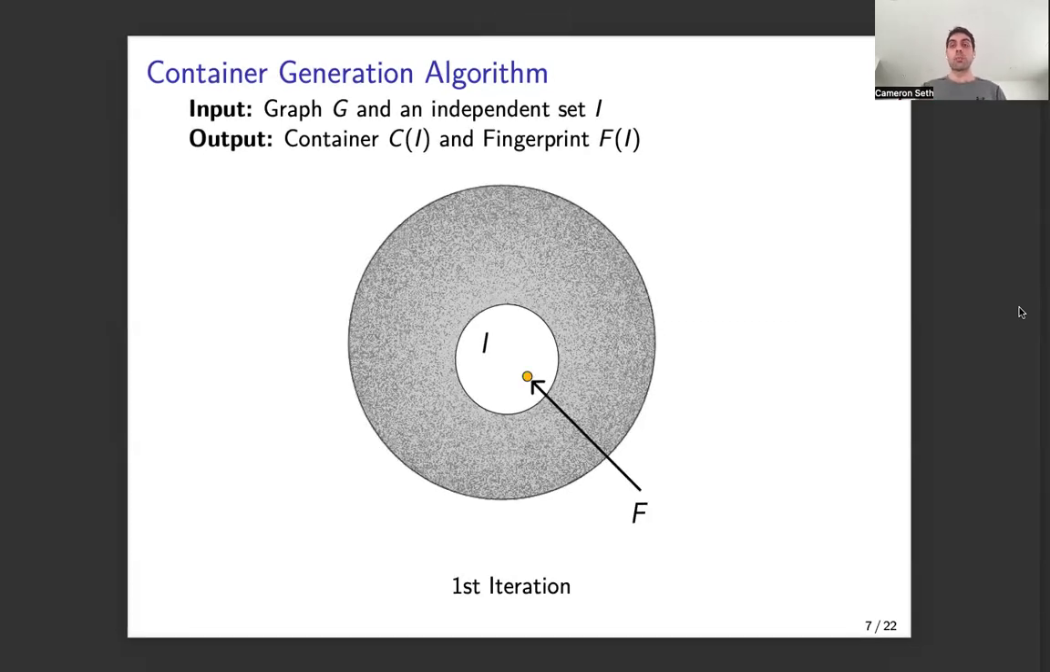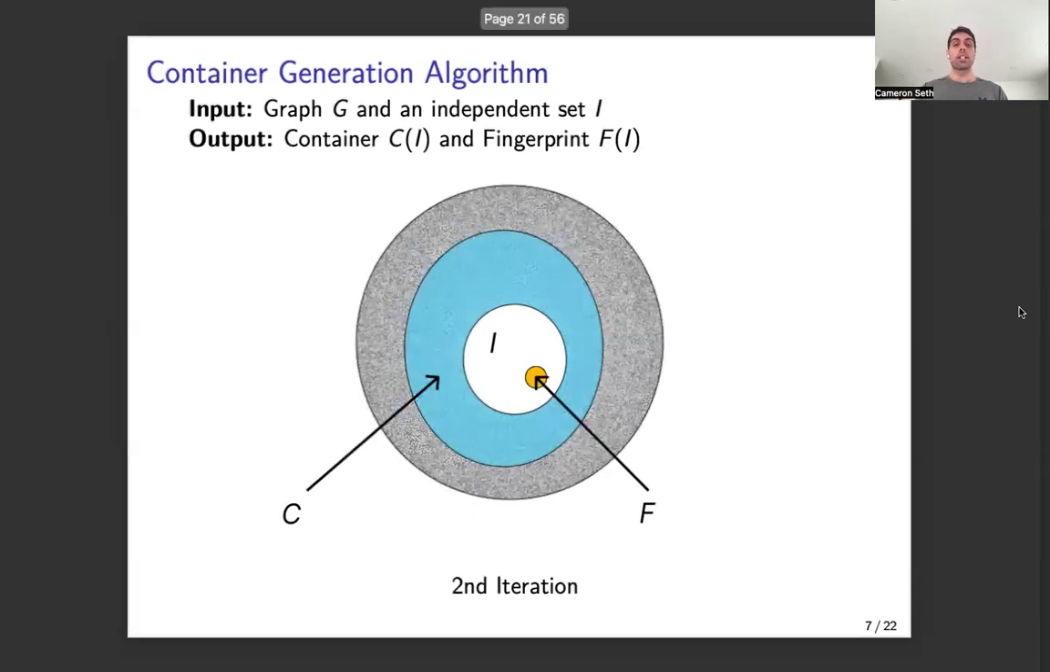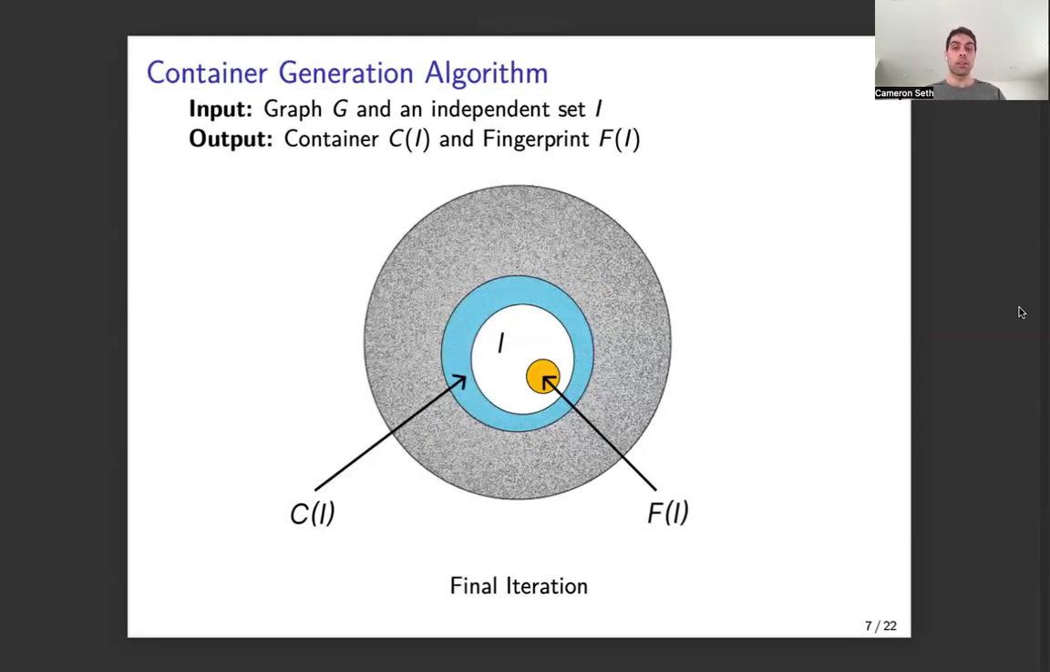Again, I would pick the vertex with highest degree in my independent set. And then you can rule out all the neighbors and all the vertices with higher degree, and you can get this smaller set of candidates for being in the independent set. And then I can repeat this. So I can send you another one, and you can reduce the size of this candidate set even further. And we can keep repeating this until we're happy with the size of this set of candidates. And at the end, we're going to call this the container of the independent set and the fingerprint of the independent set.